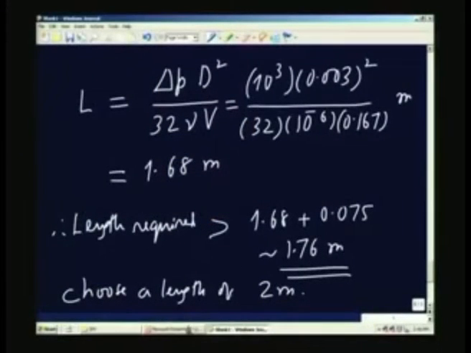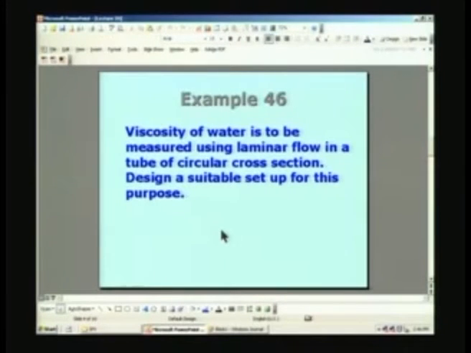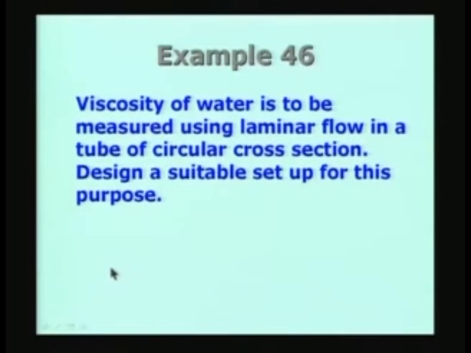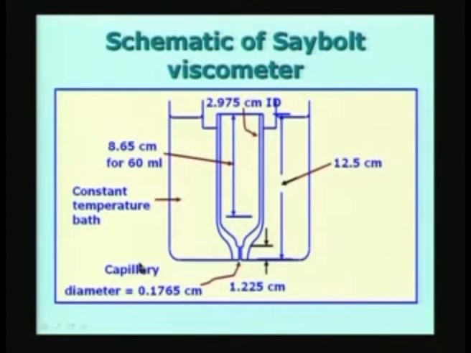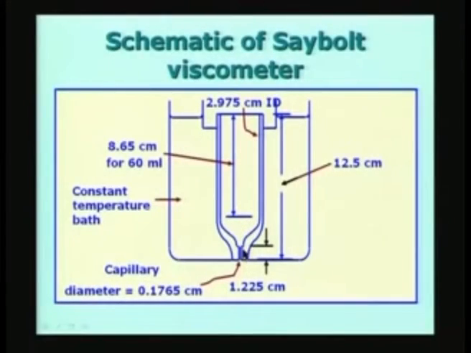So, the first method is the use of laminar flow in a tube, and the second one, let us look at the second method. The second method is also related to the flow through an orifice, but the capillary is here at the bottom of the vessel. You can see the schematic of the Saybolt viscometer I have taken. This is actually taken from the book by Holman. The numbers given here are all taken from standard dimensions for the Saybolt viscometer.